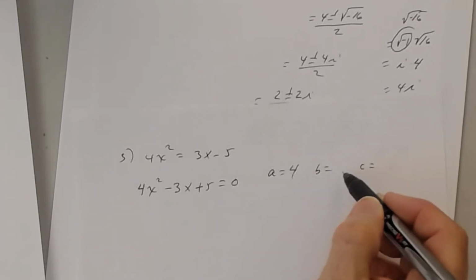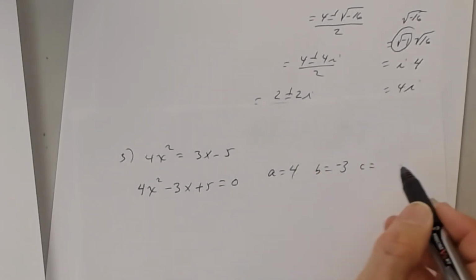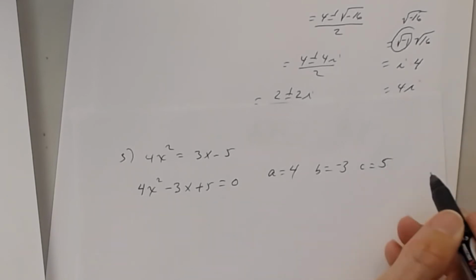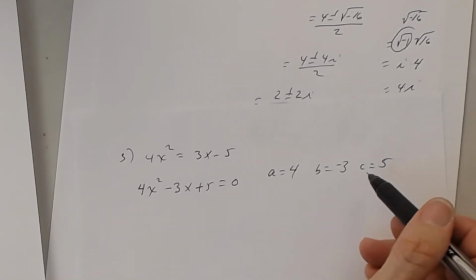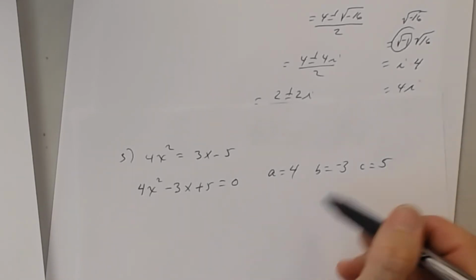4. What's B in this case? Negative 3. And what's C? 5. And then all you do is just plug this back into the quadratic formula.